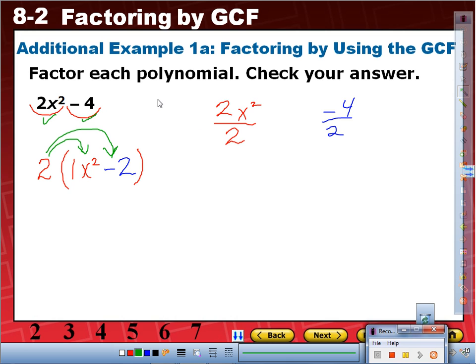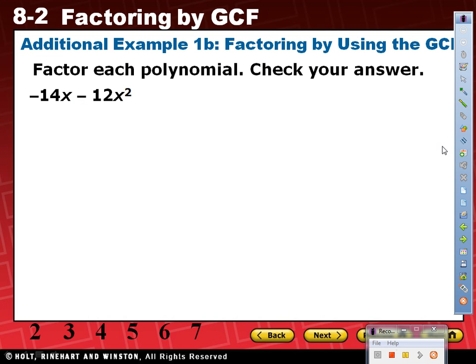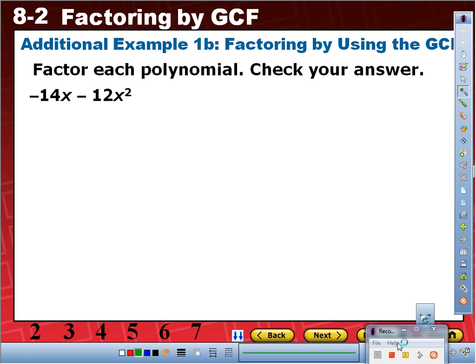Okay, copy this next example, example 1b. You don't have to copy the black text. Just copy the polynomial. Here it goes. Copy that one, please. Example 1b, copy negative 14x minus 12x squared. All right, let's do this one together.